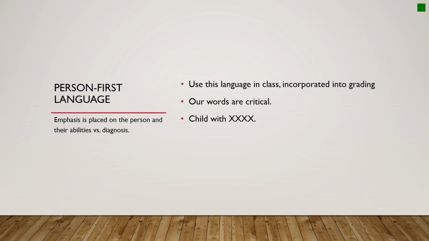Person-first language is going to be a big part of the expectations for students in this course. And as it states in the book, person-first language is really where we emphasize a person's abilities and strengths versus their diagnosis. And this is going to be incorporated into all the grading of the class because really our words are critical.